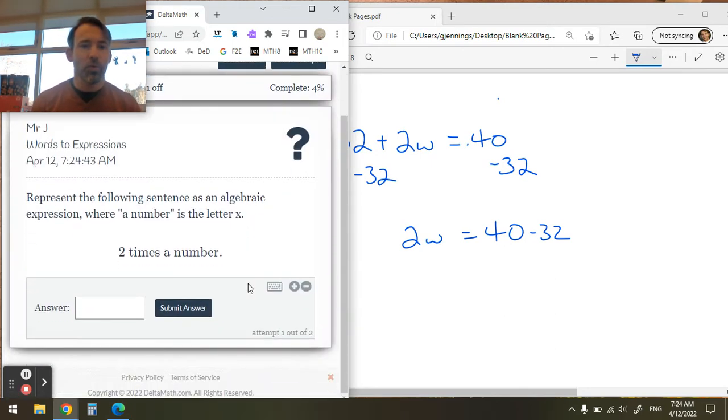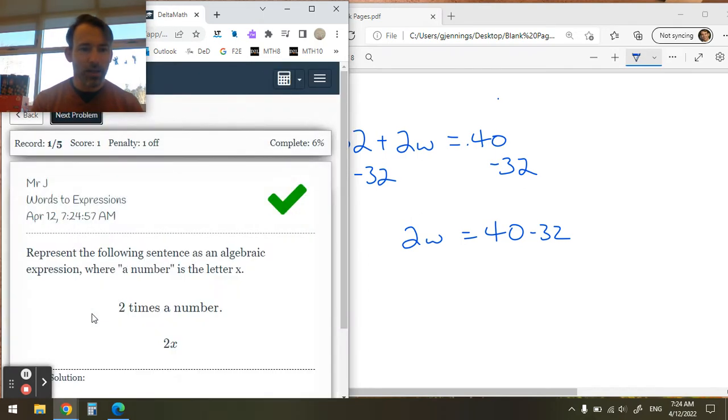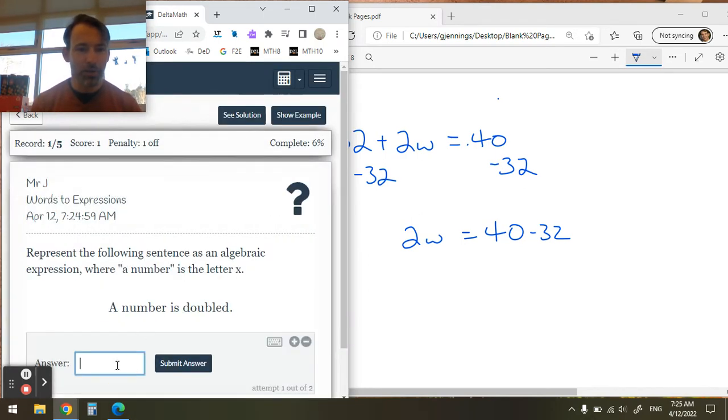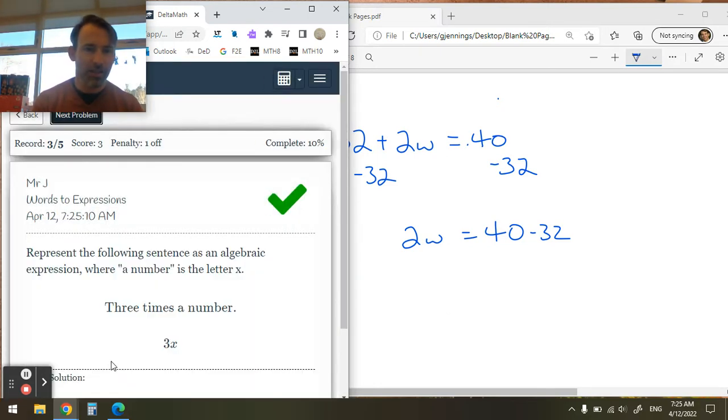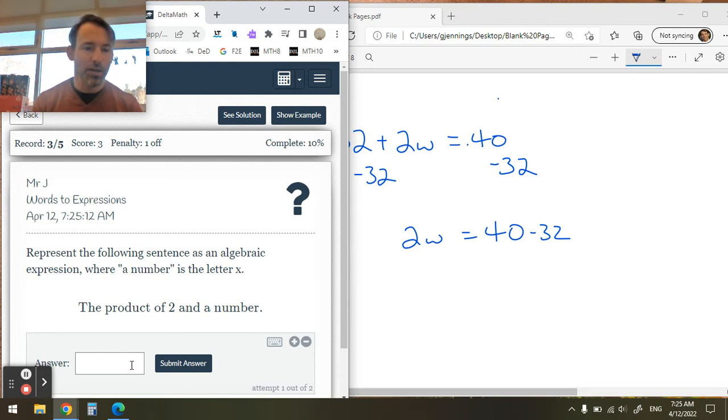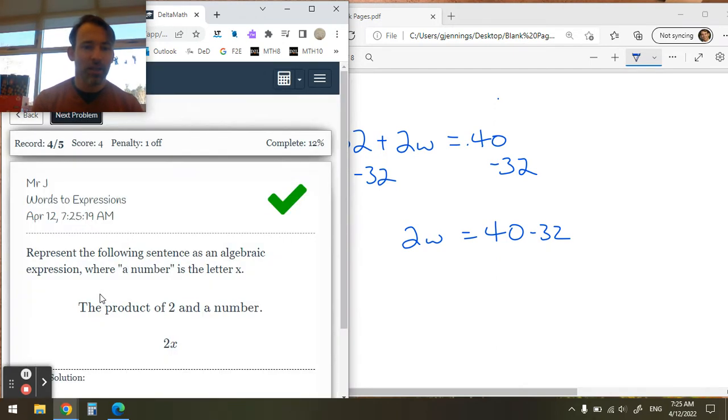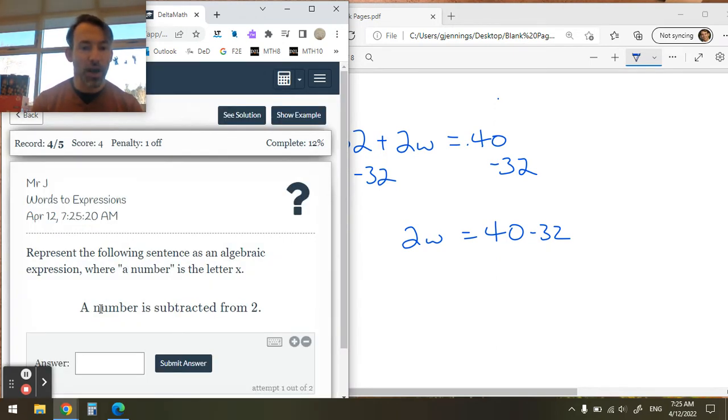So here we want to create an equation based on the words of the problem. And a number is the letter x. So 2 times a number, well, I would write that this way, 2x. Good. And then let's do another one. A number is doubled. Okay, well, I'm going to double a number, 2x, same answer. And then 3 times a number, well, that would be 3x. Then the product of 2 and a number, the product means multiply, so that's 2x. Good.